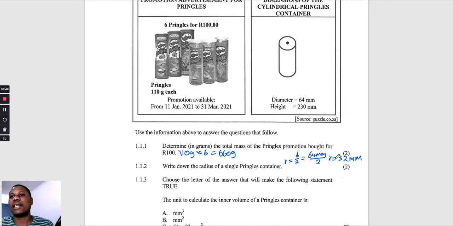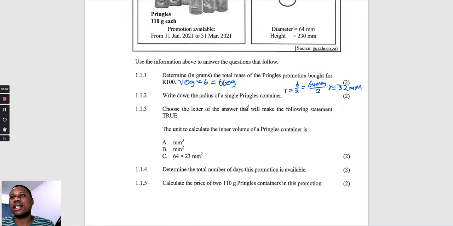Right. On number 3, they say choose the letter of the answer that will make the following statement true. They say the unit to calculate the inner volume of a Pringle container is. So what you have to keep in mind, I was always showing you the units used in volume. I showed you the units to be used in a perimeter, the units to be used in an area, and the surface area. Therefore, the units used in volume must always be cubic units. So our answer here must have a cubic unit.